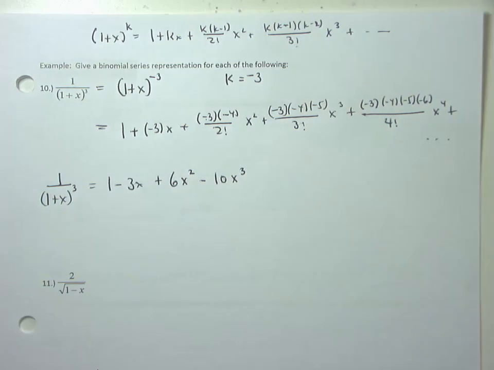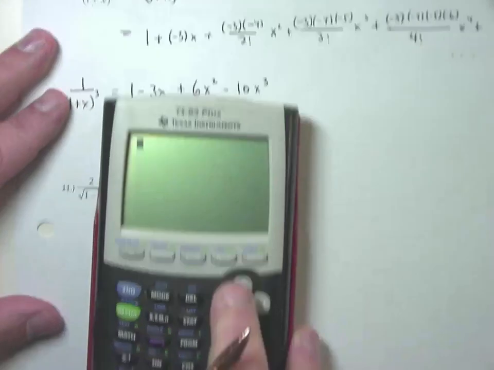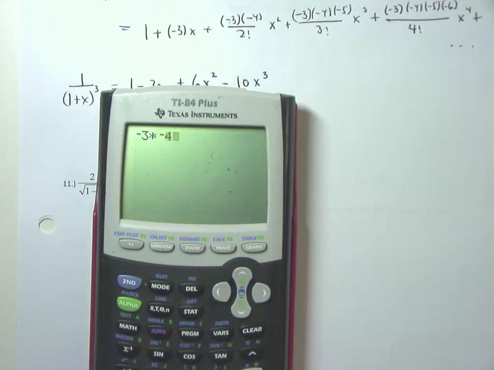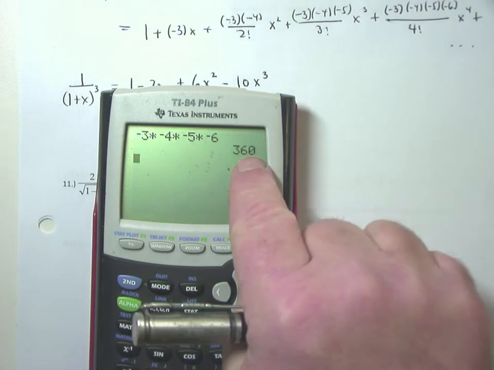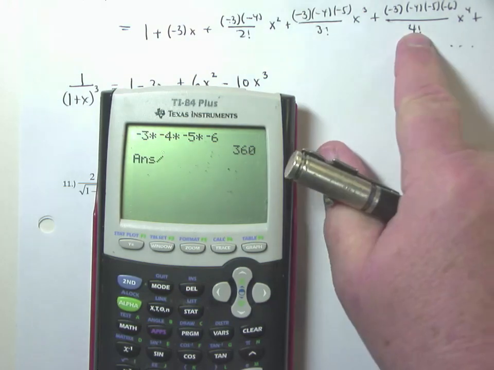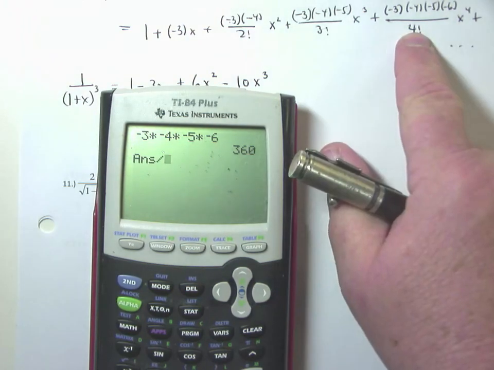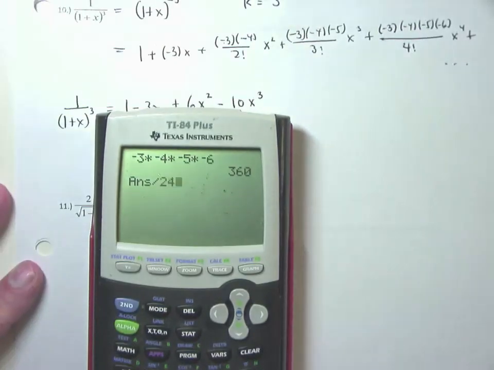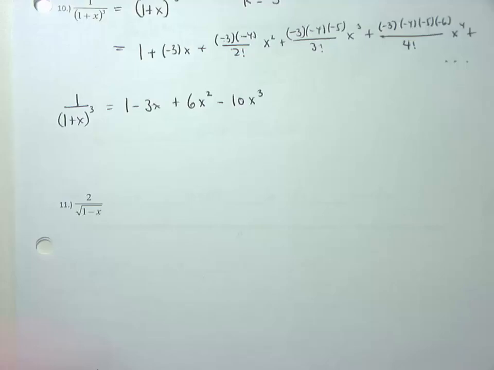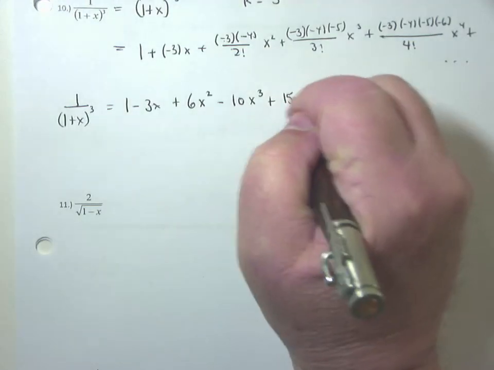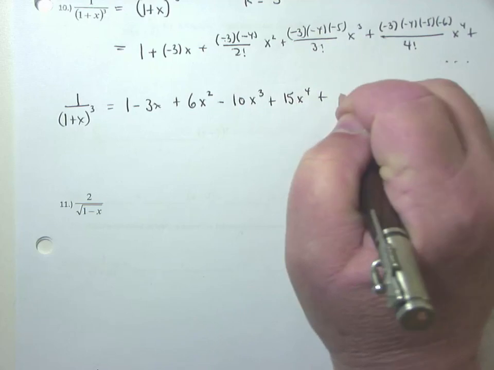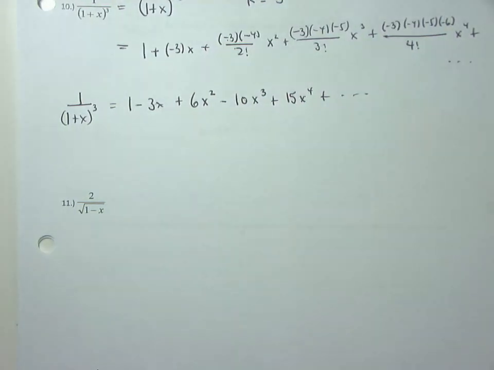And the next one, and I'm just going to actually put this on the calculator for you guys, negative 3 times negative 4 times negative 5 times negative 6 is 360 divided by 4 factorial. 4 times 3 times 2 times 1, that's 24. Gives me 15. That becomes plus 15x to the 4th plus dot, dot, dot. And it's an infinite series.